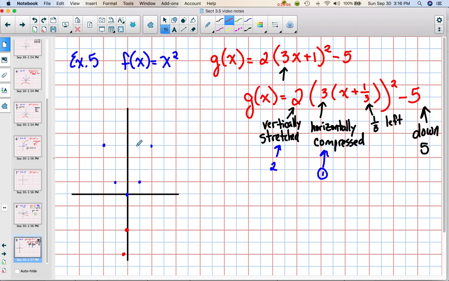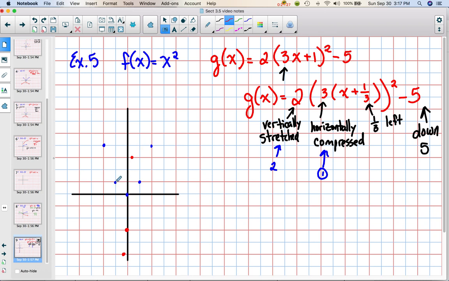Now notice I'm at a vertical value of 4. I need to double that because I need to be at a vertical value of 8. So I'm going to move up. 1, 2, 3, up 4 because I was already at 4. So now I'm at a height of 8. Now I have to go 1/3 to the left. So I'm going to be at a value of 1/3 and go down 5. 1, 2, 3, 4, 5. And there's my point.